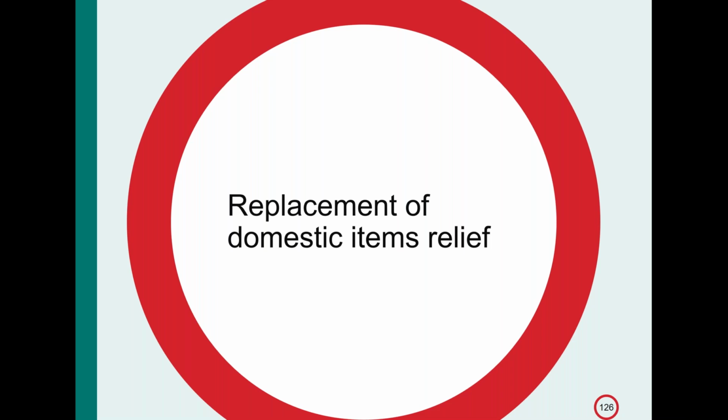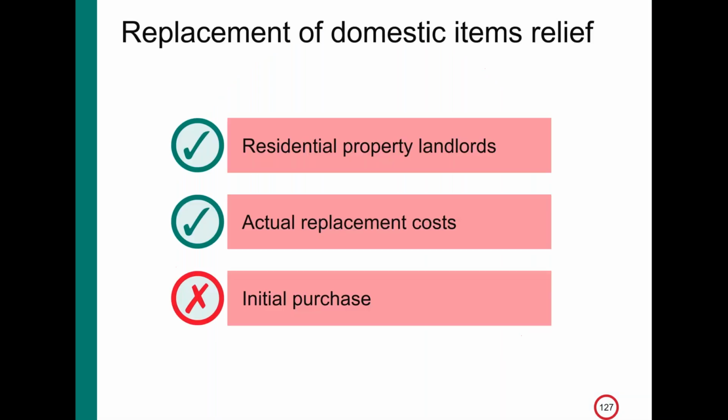As we said earlier, there are special allowances for some capital expenses. The replacement of domestic items relief is for landlords of residential property. It allows them to deduct the actual cost of replacing furnishings from their property income to work out their profit or loss. It doesn't allow the cost of buying furnishings for the first time, only replacement costs.